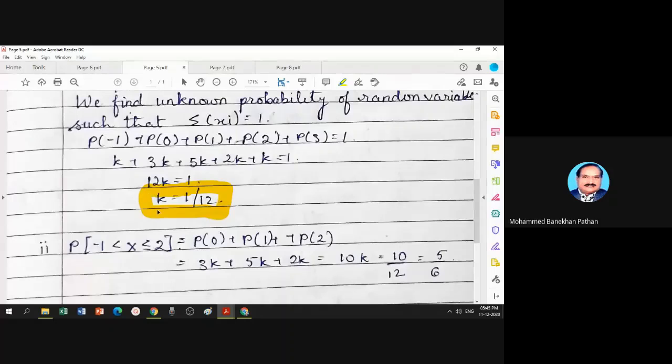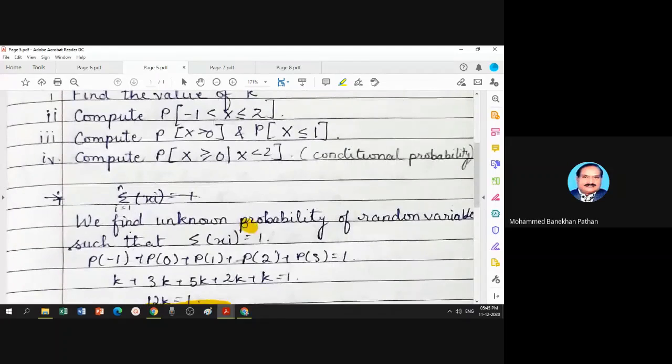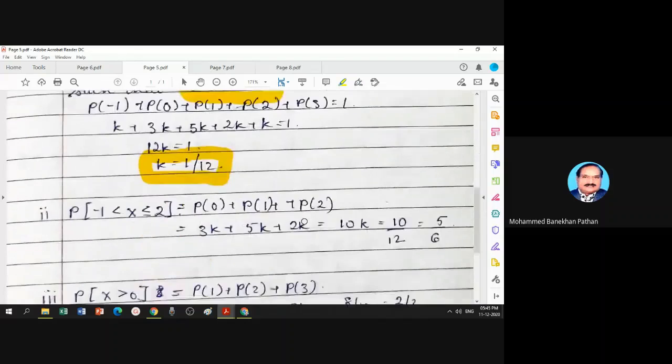Now, after having the value of k, this table becomes completely known. Put the value of k here: 1 by 12, 3 multiplied by 1 by 12, 5 multiplied by 1 by 12, 2 multiplied by 1 by 12, 1 by 12, and the total becomes 1 because we got k under this condition, that is summation p(xi) equal to 1. So the total should compulsorily be 1.